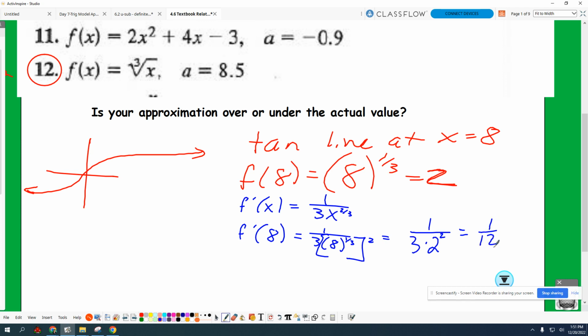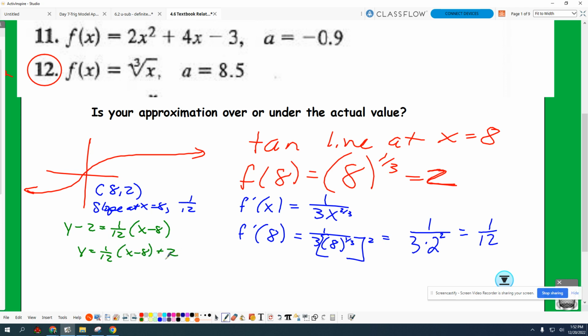So my coordinate was (8, 2), and my slope at 8 is 1/12. How do I write the equation of that tangent line, or the linearization? y equals 1/12 (x minus 8) plus 2. I'm going to go the longer way: y minus the y value equals slope times x minus the x value. And I'm going to leave it like this.